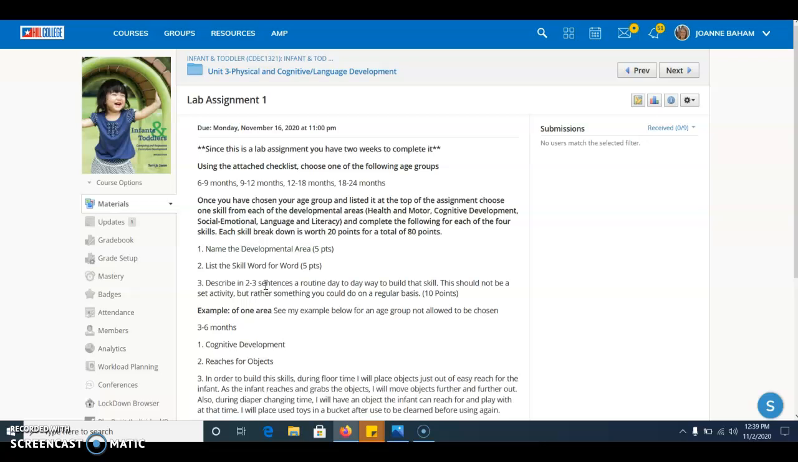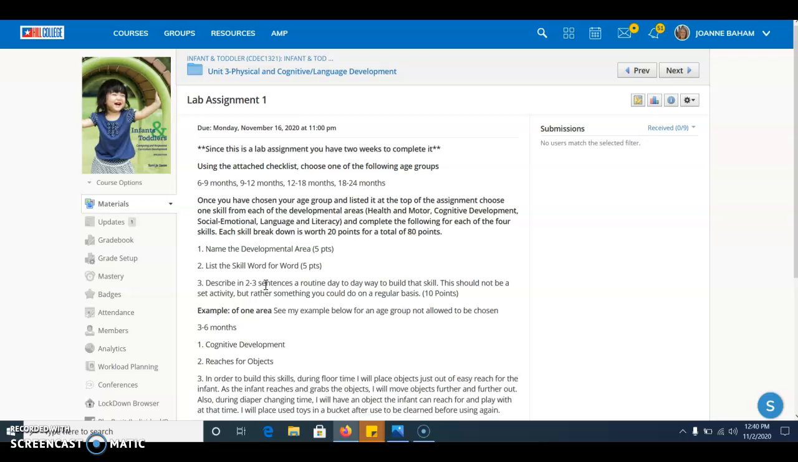Once you have chosen that age group that you want to work with, forget about the rest of them. And there's even more age groups in the document that I'm going to give you. You are going to pick one skill out of each of the developmental areas listed: health and motor, cognitive, social, emotional, language, and literacy, and complete the following for each of the 4. You're going to name the developmental area. Simply tell me which area you found it in: health and motor, cognitive development, social, emotional. That just helps me.